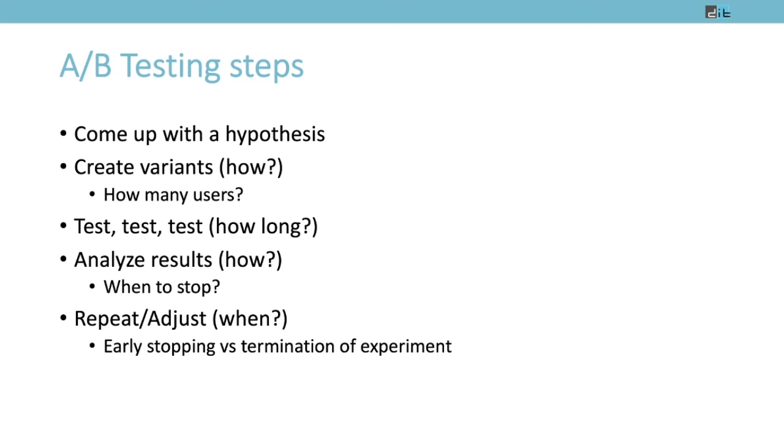Then next, we want to create the variance. In other words, we want to determine whether we're going to run one version of this idea or many versions of this idea. For example, here we could check whether there's any difference between asking someone to connect with 5 friends versus 10 friends versus, let's say, 20 friends.